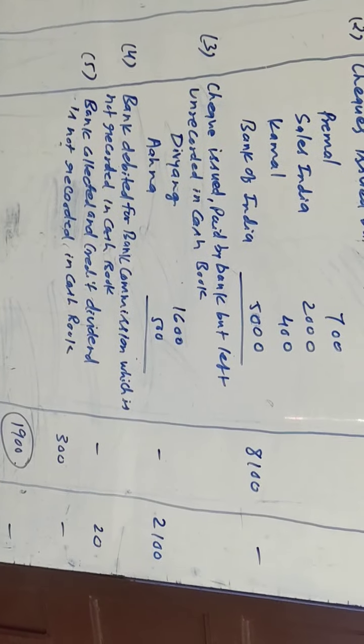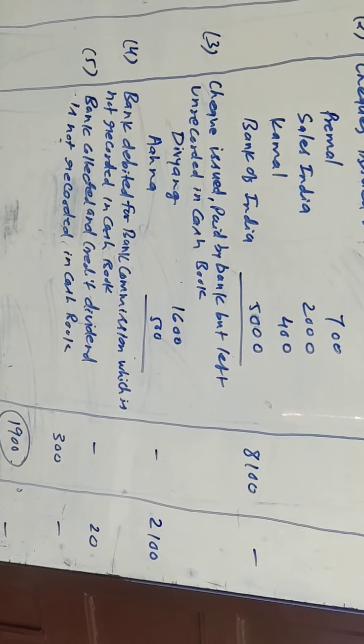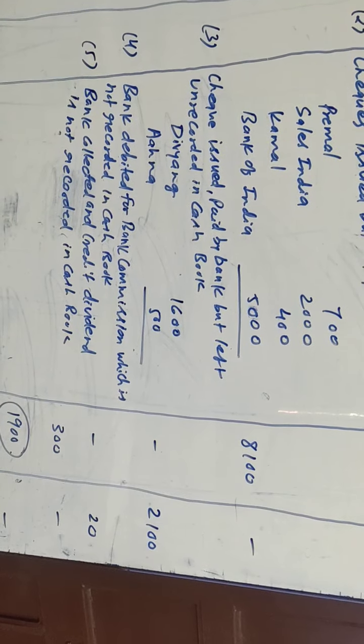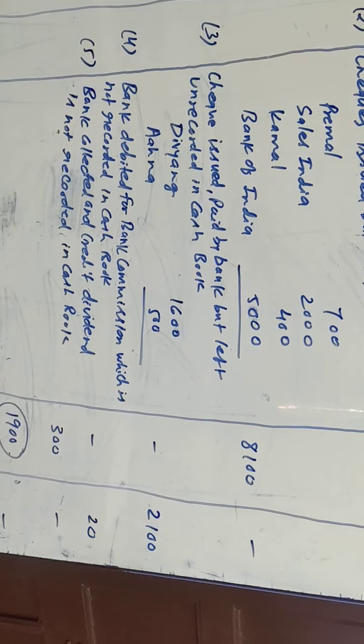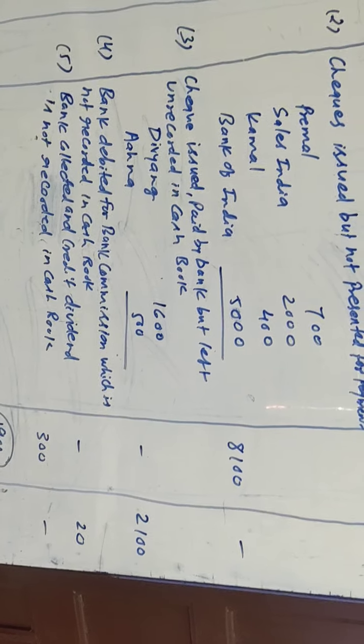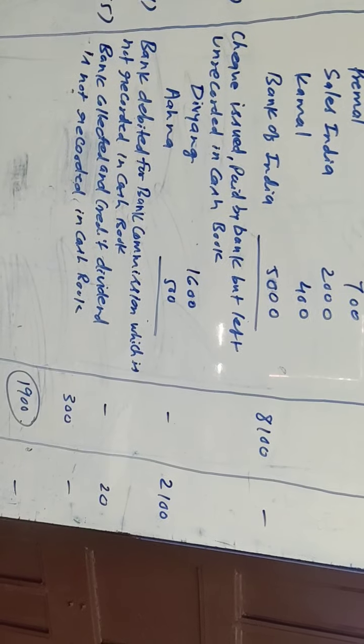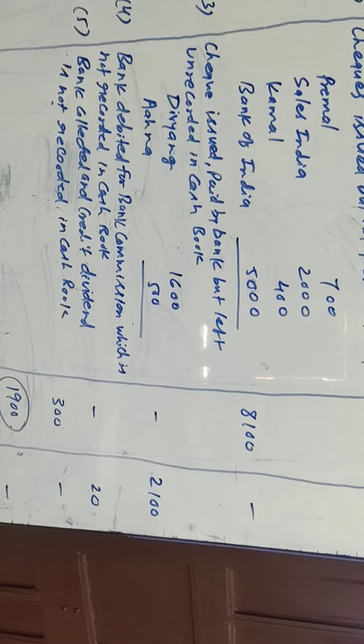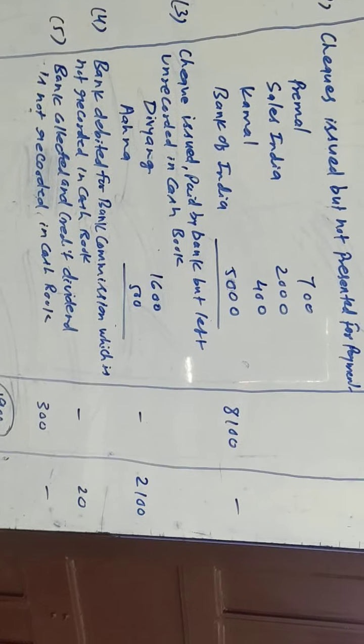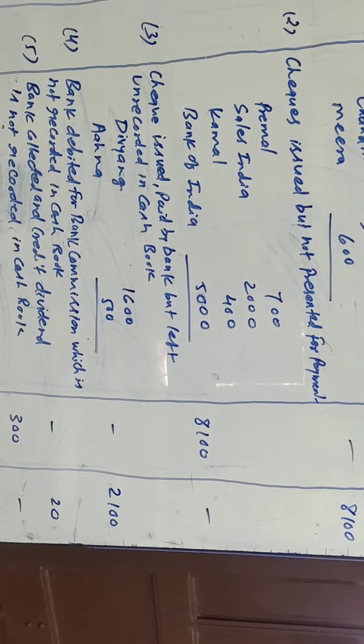Third one, check issued paid by bank but left unrecorded in cash book: Divyang 1600, Ahana 500, total amount 2100 at the credit side of our BRS. Right, and then bank debited for bank commission, which is not recorded in cash book, so rupees 20 is credited here. Okay, next.